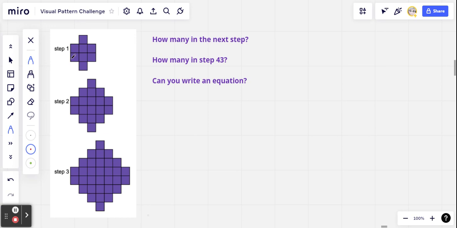Here's our visual pattern today. Here's step 1, here's step 2, here's step 3, and your challenge is to predict the number of squares in step 4. If you can do that, can you predict the number in step 43? And can you write an equation that could be used to predict the number of squares in any step at all? That's the challenge. If you'd like to accept it, pause the video and see what you can do.